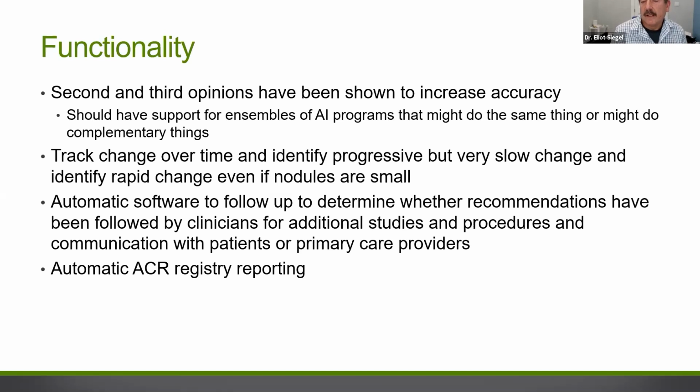cancer screening patients that I've identified as being at higher risk, and to essentially automatically interface with referring physicians to remind them about follow-up studies and remind them and patients about procedures that are recommended. I want automated reporting to a registry such as the ACR registry, and to have that happen automatically.